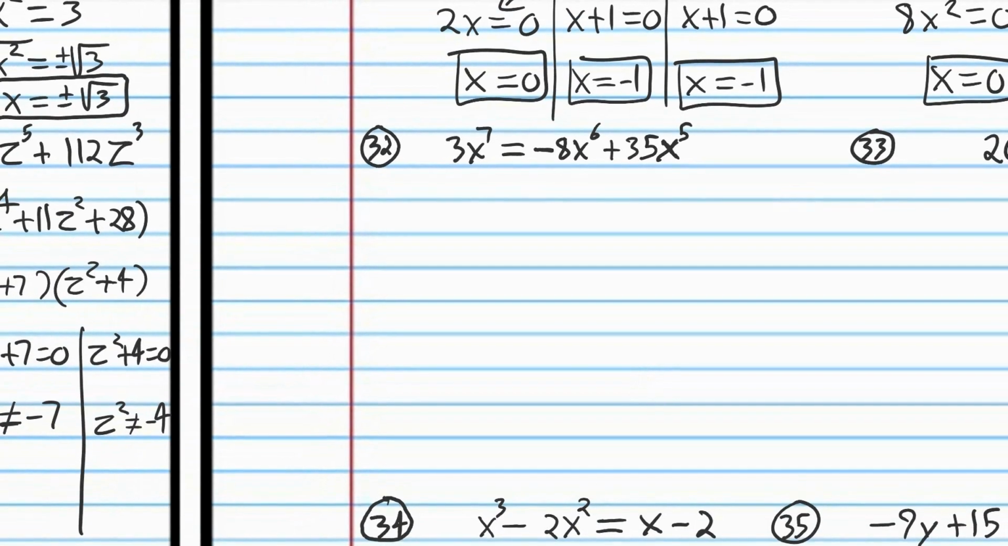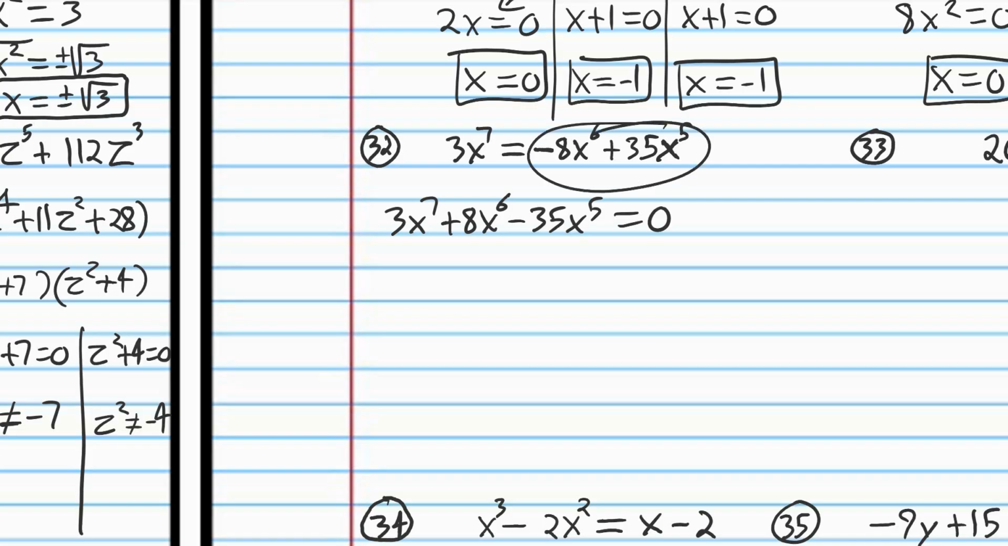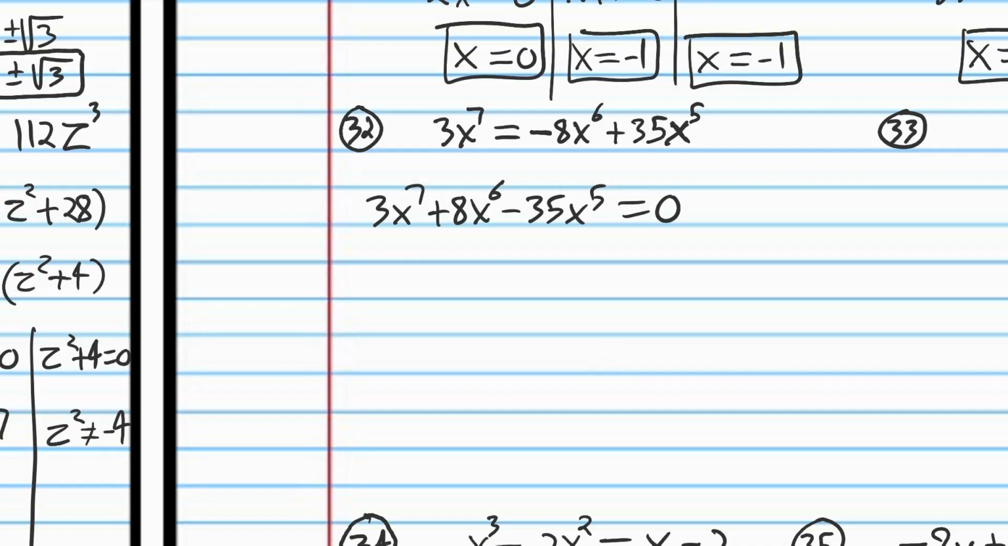All right, we're back. So we're going to put everything on the left side. We put everything on the left side by adding 8x to the 6th power to both sides, and that would make this disappear, and that would end up over here. And we subtracted 35x to the 5th from both sides, and that would make this disappear, and it would end up over here as a negative. So when you put things on the other side, the signs basically just change. This was a negative 8x to the 6th, it became a positive, and this was a positive 35x to the 5th, and it became a negative 35x to the 5th.